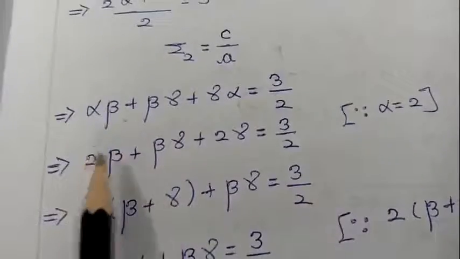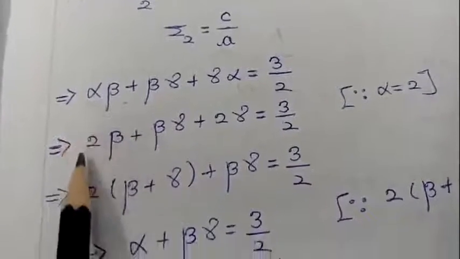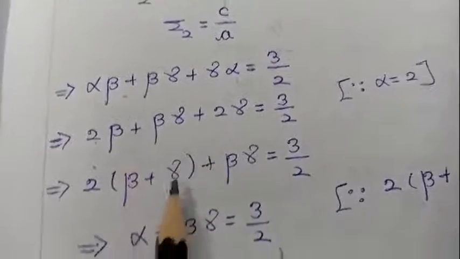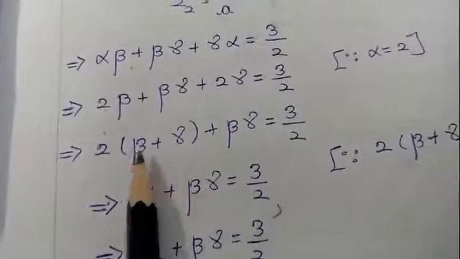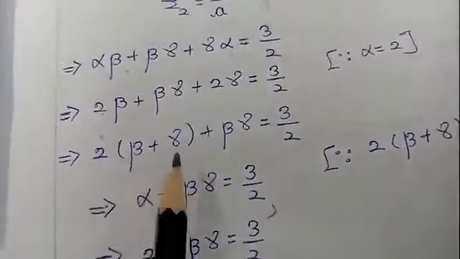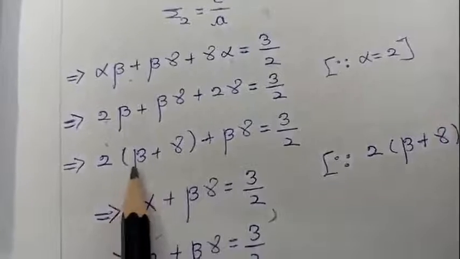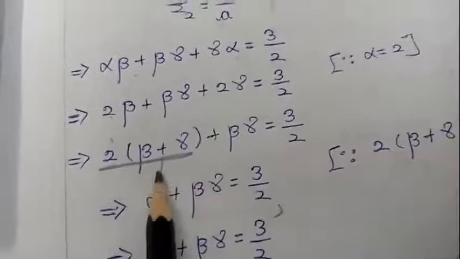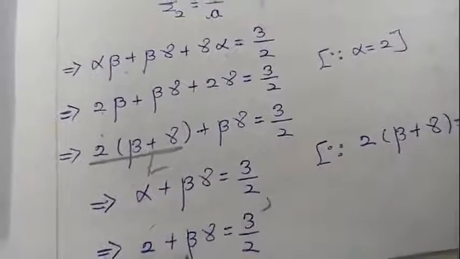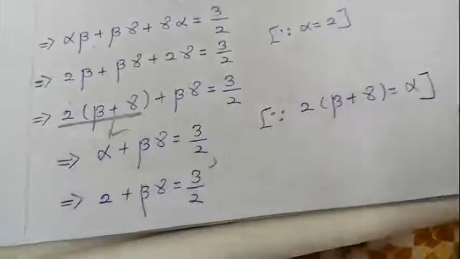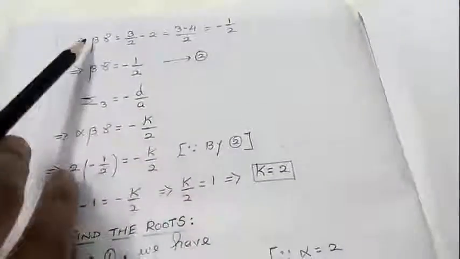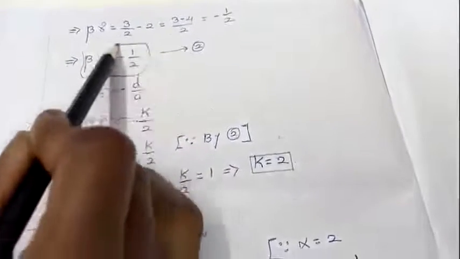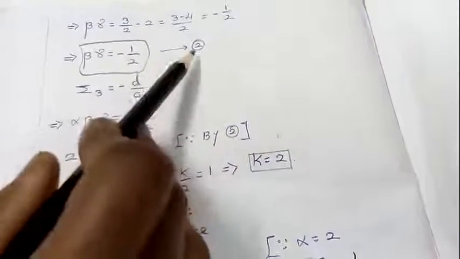In place of alpha, you are going to give the value 2. You do the calculation in such a way that I write it in the form beta plus gamma. Wherever I get beta plus gamma, I am going to make an adjustment in such a way that 2 into beta plus gamma can be written as alpha. Replace. You do the simplification, students. After calculating, for beta gamma I will get the answer as minus 1 by 2. Mark it as equation 2.